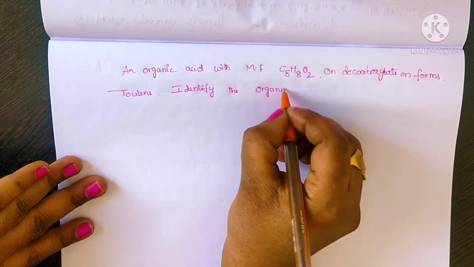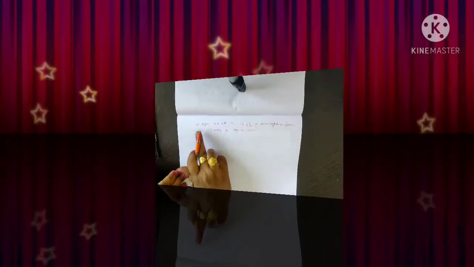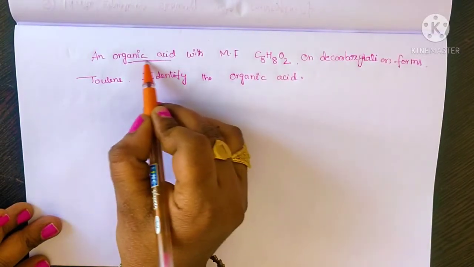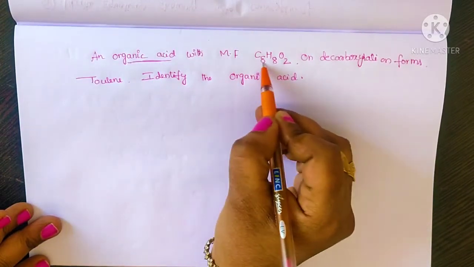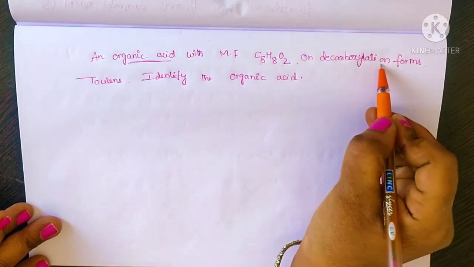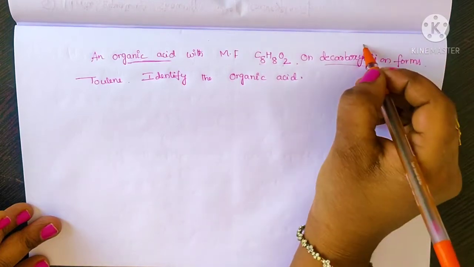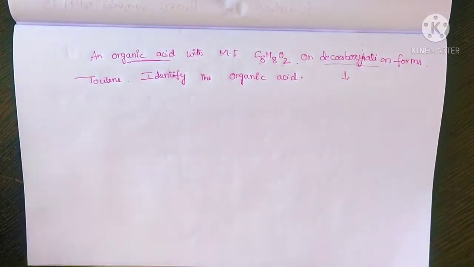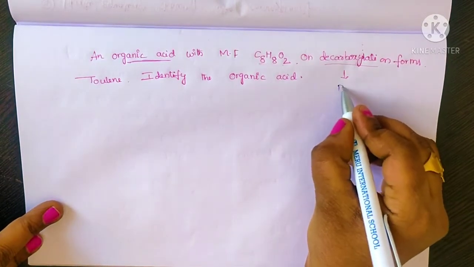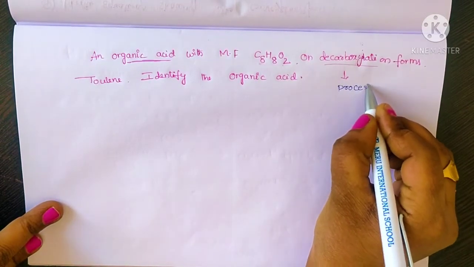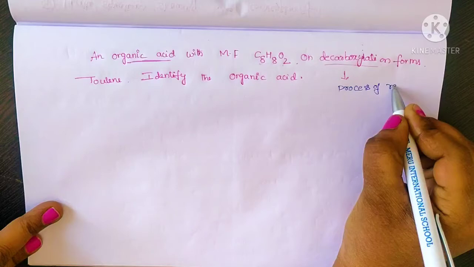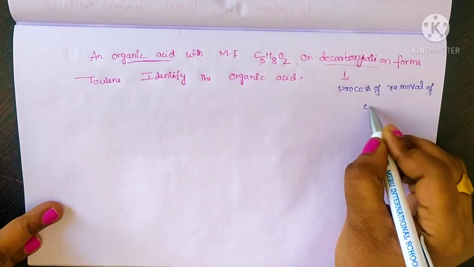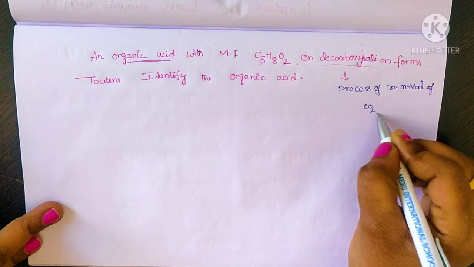Okay students, this is our problem. An organic acid whose molecular formula is C8H8O2, on decarboxylation, forms toluene. What is the process of decarboxylation? Decarboxylation is a chemical process. It is the removal of CO2 in the form of an alkali carbonate.